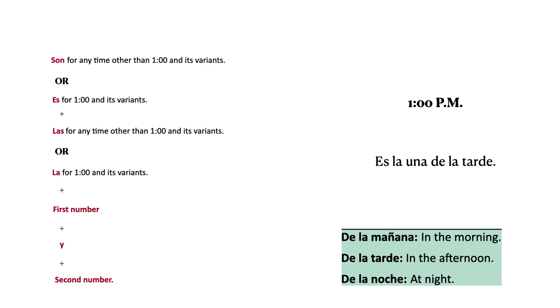Again, the rules are: begin with son las when it's anything other than 1, or with es la if it's 1. Then add the first number. Then add y. Then add the second number. And if you want to be specific about the section of the day, you have to remember that de la mañana means in the morning, de la tarde means in the afternoon, de la noche means at night. Okay?